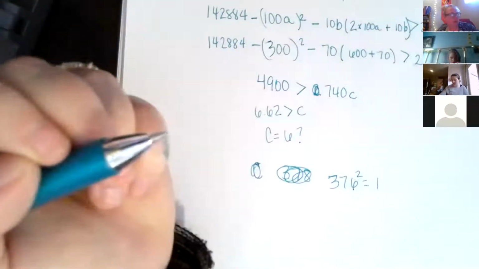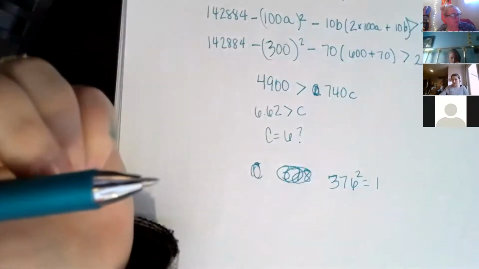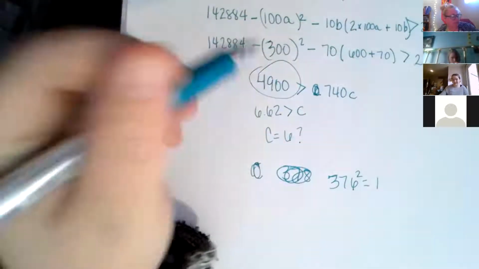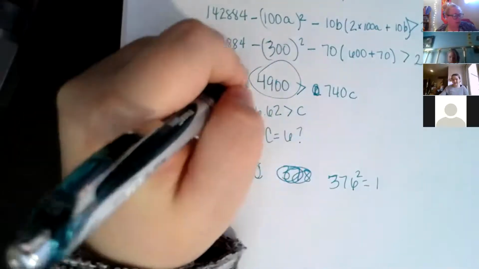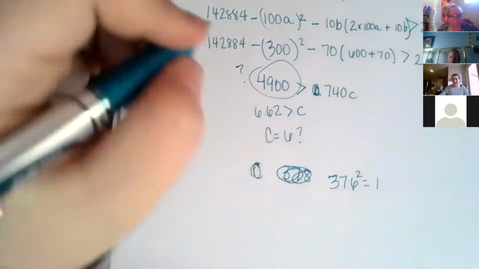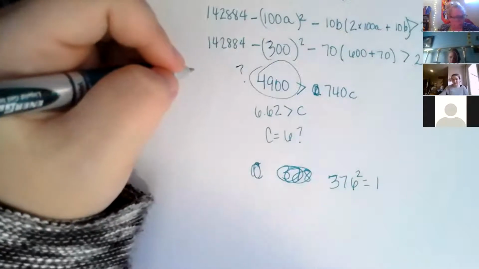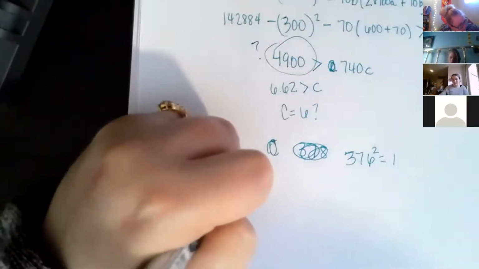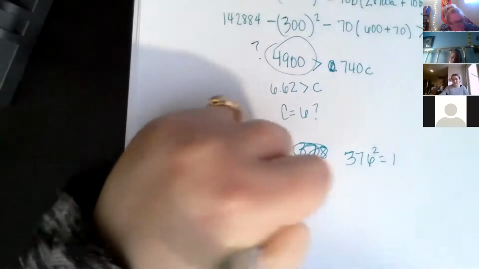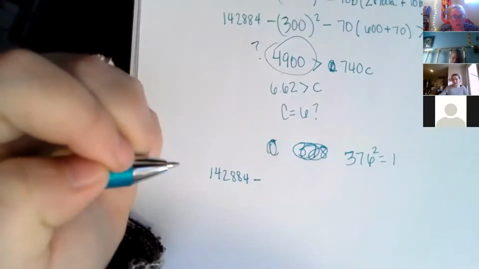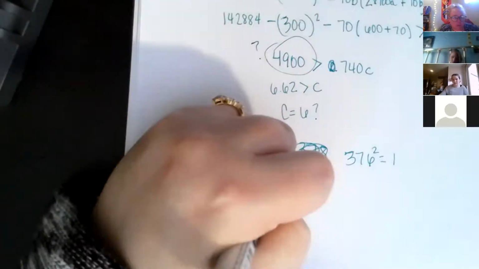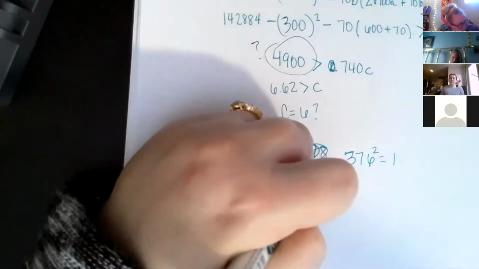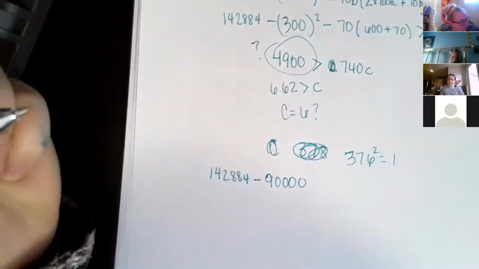Once we do... No, that's not right, because wait. Sorry, I got something else for that 4,900. Let's go back. 5,984. Okay, so that's going to be 9,000, right? That's what we said. No, 90,000, right? Yeah.